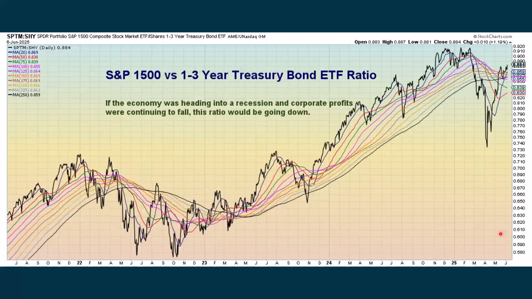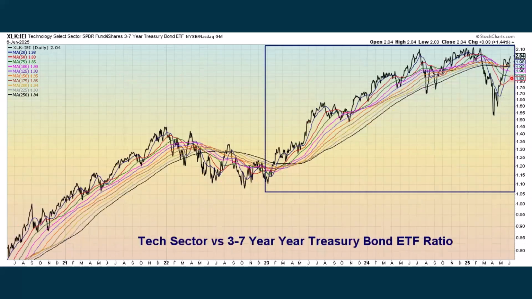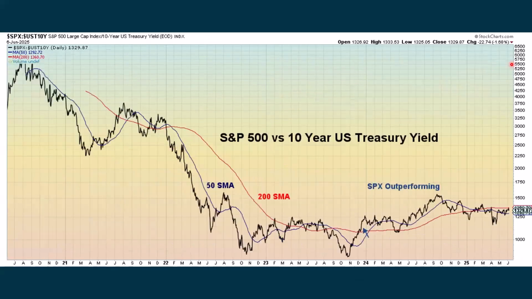Then we look at the S&P 1500 to short-term bonds coming out of the rainbow. Another broad market measure with further out bonds coming up out of the rainbow. So we're seeing confirmation there. The tech sector coming up out of the rainbow when compared to 3 to 7 year bonds. And then we look at the S&P to the 10-year yield. We're in a downtrend here with stocks, but this ratio has really been going sideways lately.